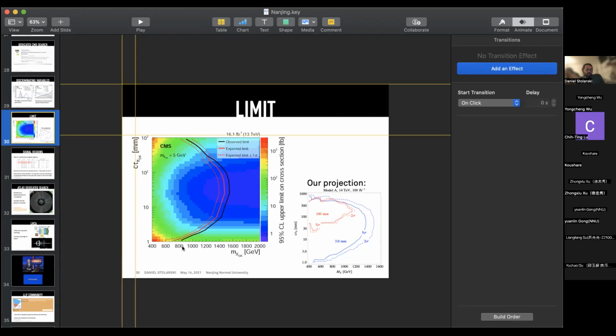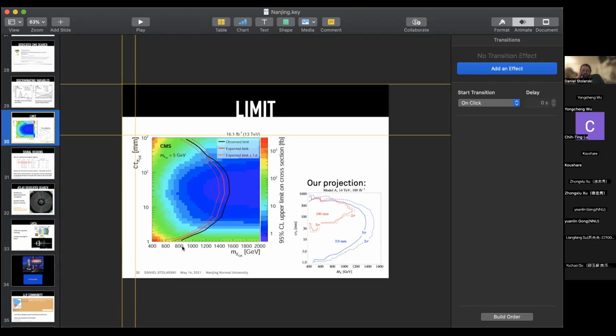Right. There is this nice paper by Pedro Schwaller and others where they interpolate the prompt searches, the missing energy searches, and the searches for displaced stuff to try to cover the whole band. Of course, you don't do quite as well in the prompt case, but they did quantify that. Okay, good. I will find the paper.